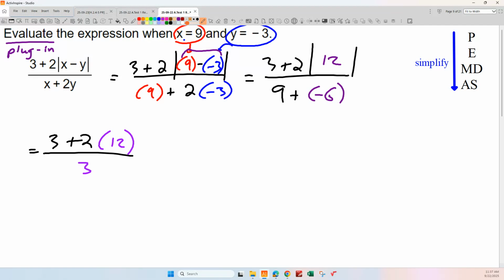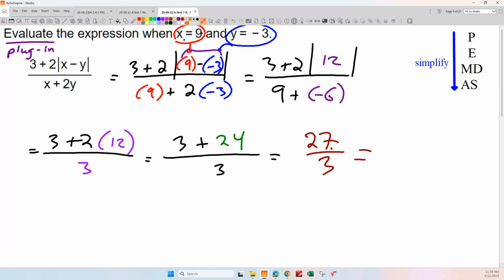We're not quite done on the top, though. What's next on the top? Multiplication. So 3 plus 24. And then finally, what do I get for my quotient? What's on the top? Divided by 3, which simplifies to what? 9. There it is. Okay? Good?